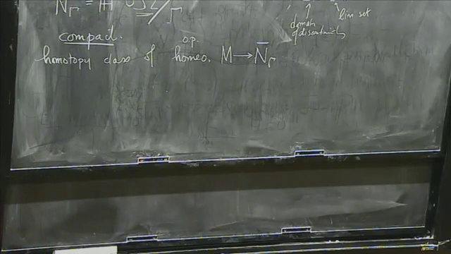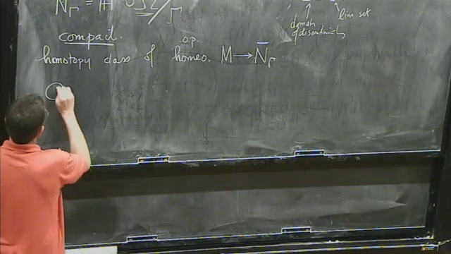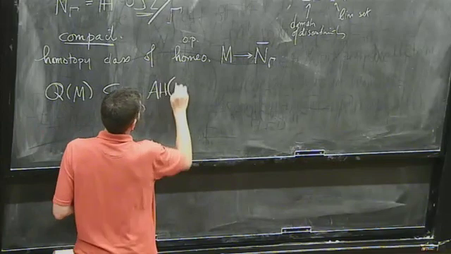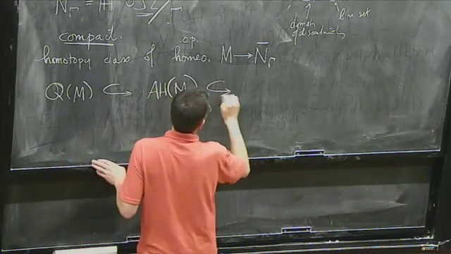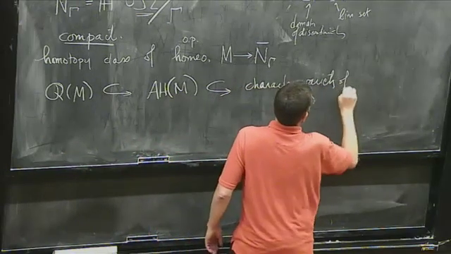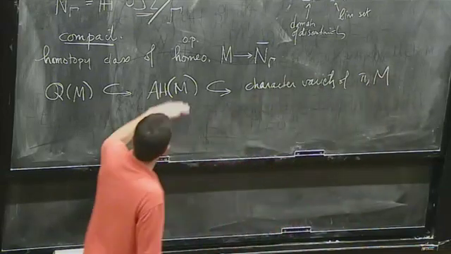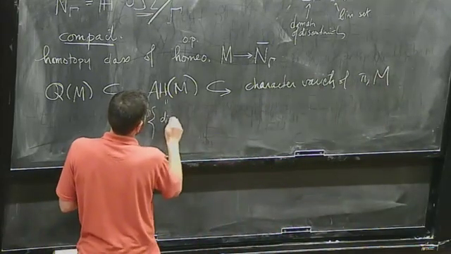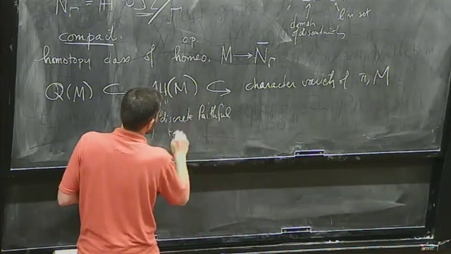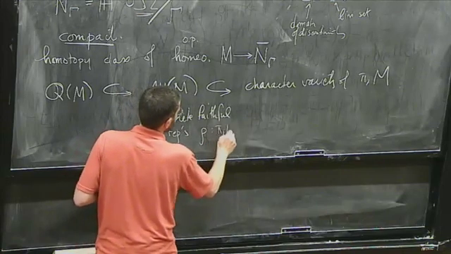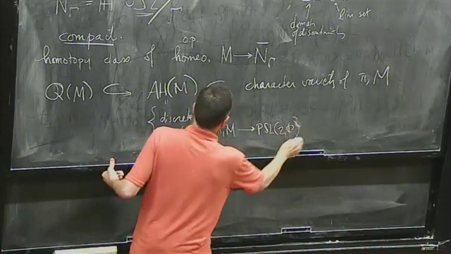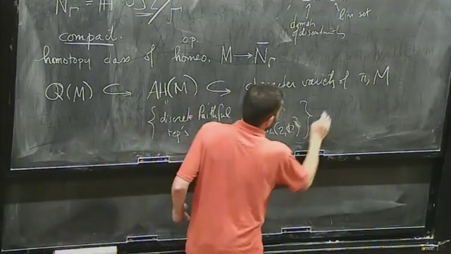But actually, it's inside a larger thing. So QM is naturally part of what you might call AH of M, which itself is inside the character variety of the fundamental group of M. So what is this? This is just the discrete faithful representations rho from pi_1 M to PSL2C, up to conjugacy.